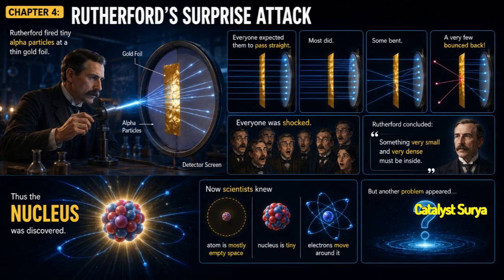Now scientists understood three important facts. Most of the atom is empty space. The nucleus is extremely small, but contains almost all the mass, and electrons move around the nucleus.